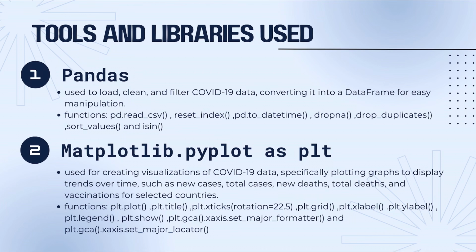Next is about tools and libraries used. The first one, we use pandas to load, clean, and filter COVID-19 data, converting it into a data frame for easy manipulation. Next is the library called matplotlib as plt. So we use it for creating visualizations for COVID-19 data, specifically plotting graphs to display trends over time, such as new cases, total cases, new deaths, total deaths, and vaccination for selected countries.